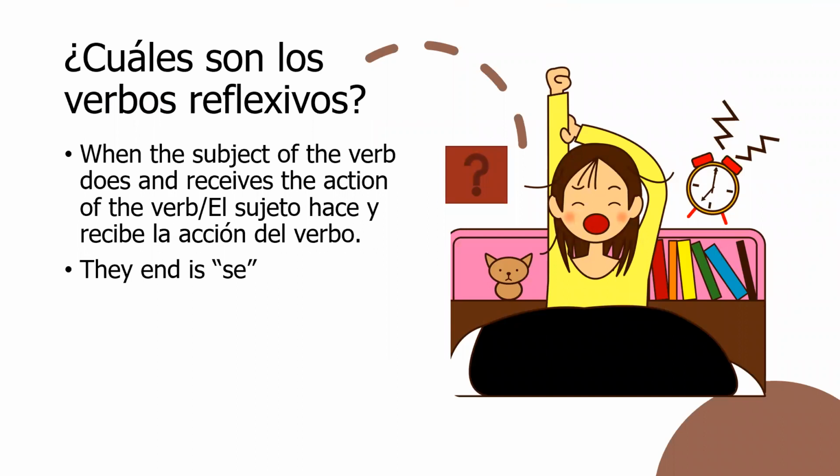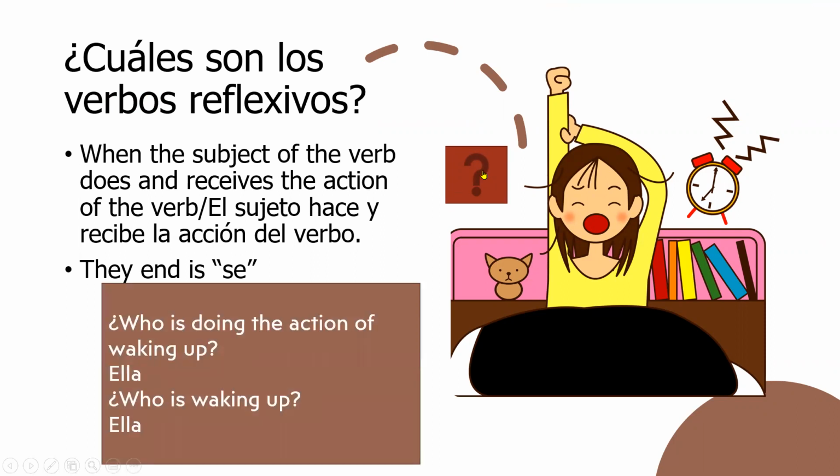Okay, ¿cuáles son los verbos reflexivos? Why do we call these verbs reflexives? It's not only the way we conjugate them, it's also the fact that the subject of the verb does and receives the action of the verb. El sujeto hace y recibe la acción del verbo. And they generally end in se. Let's think about levantarse. Okay, who is doing the action of waking up here? Of levantarse, ella. Who is waking up? Ella. So this is a reflexive verb.